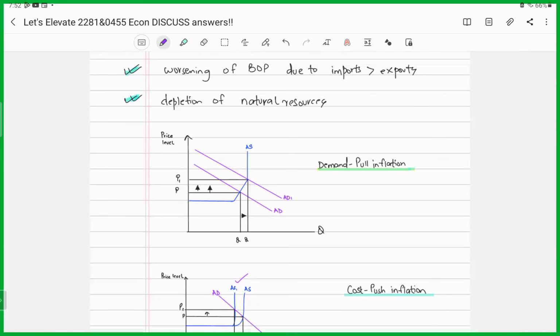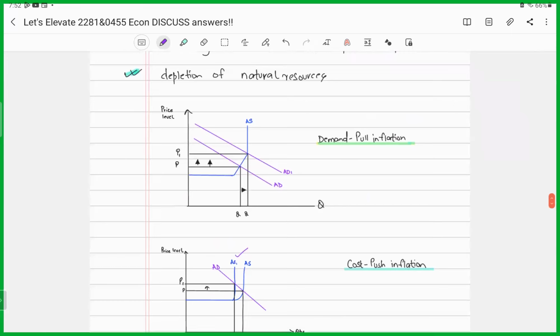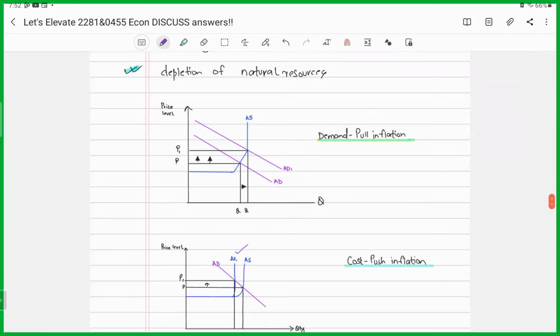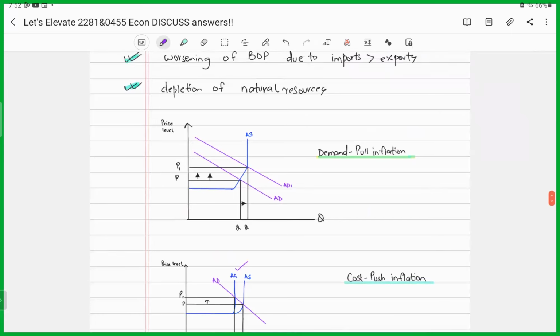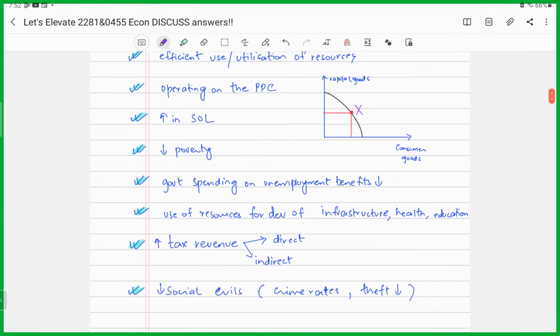So far, you've mentioned a well-balanced argument. Full employment of resources also means that there might be an increase in the level of pollution, or there could be depletion of natural resources such as minerals or fossil fuels. Now, you've mentioned both the sides, a sufficiently balanced argument. You have drawn even these diagrams, demand pull inflation or the cost push inflation. You've drawn the PPC curve as well, right?